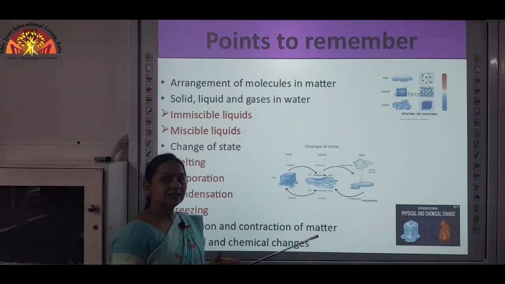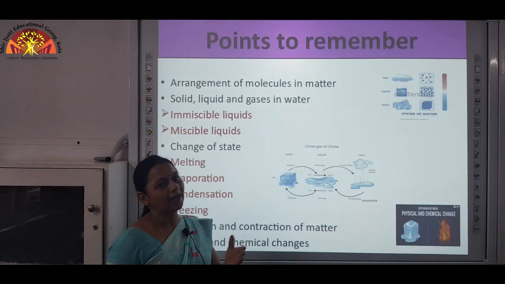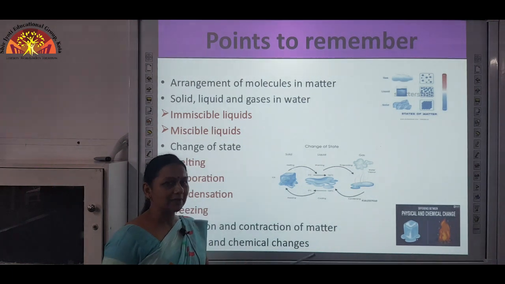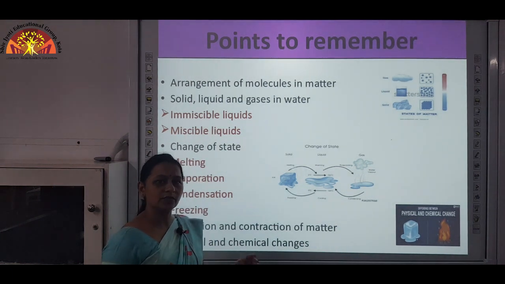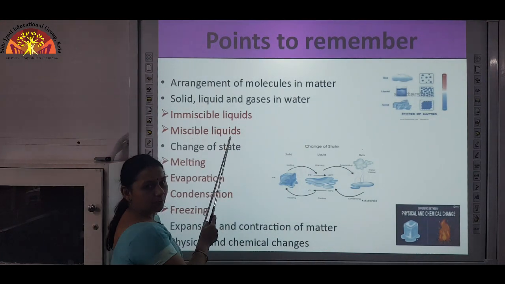Two liquids that mix with each other, may it be milk and water or lemon juice and water, get mixed with each other. You cannot separate them, and you do not have a different layer of them. So, they are called miscible liquids.